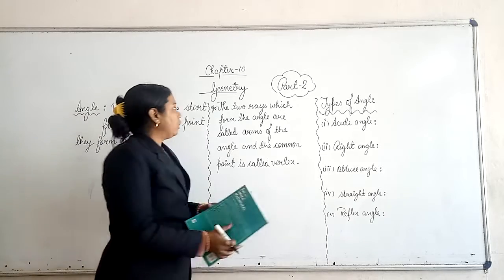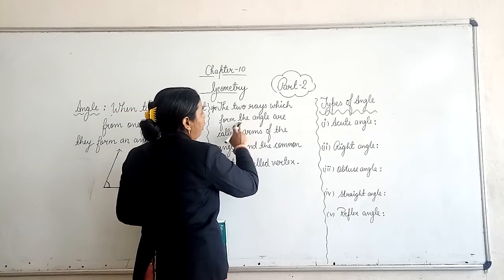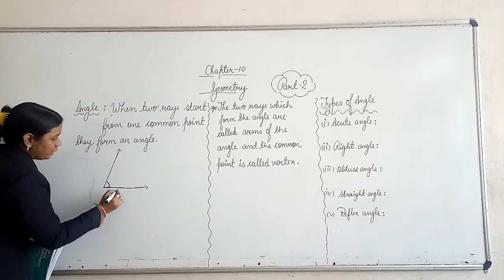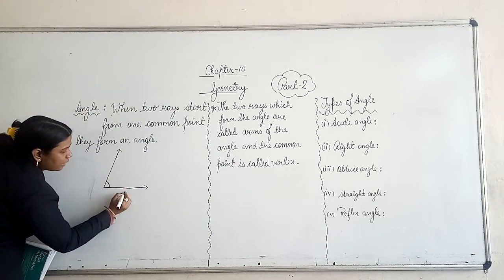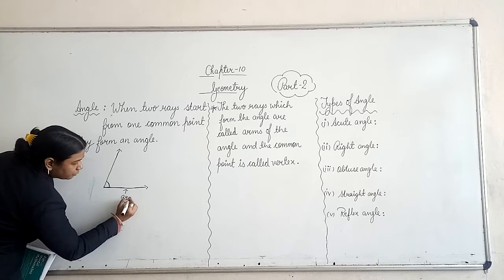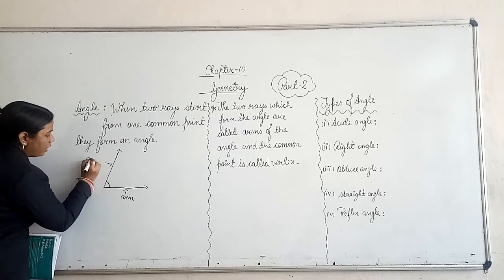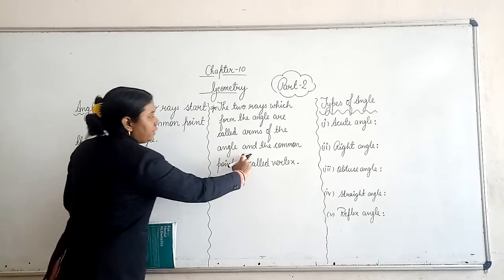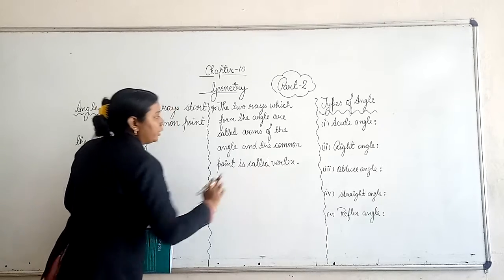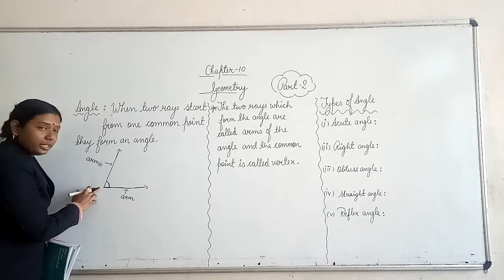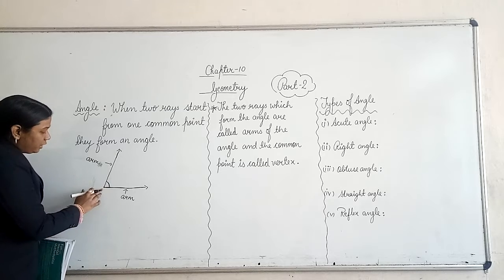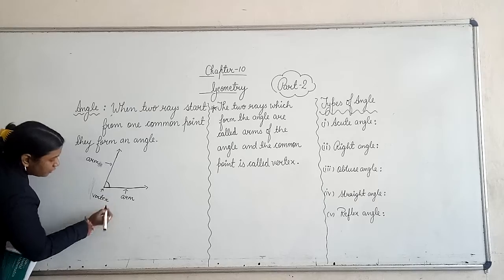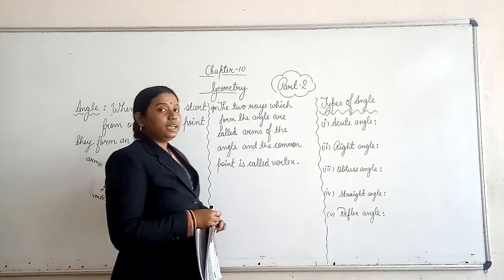Clear? Now, the two rays which form the angle are called arms of the angle. These two rays which are forming the angle are called arms. And the common point is called the vertex. This point from where these two rays are starting is called the vertex of the angle.